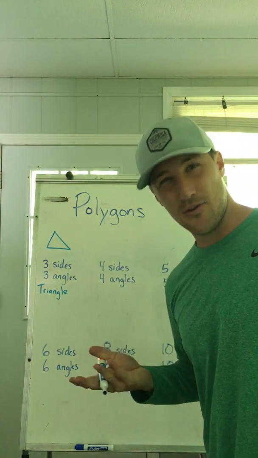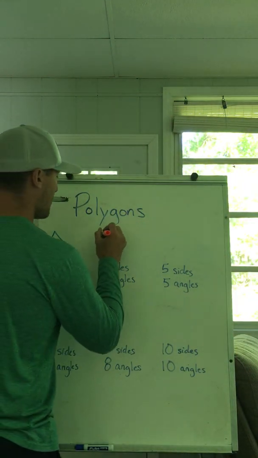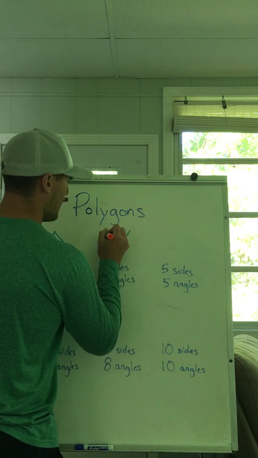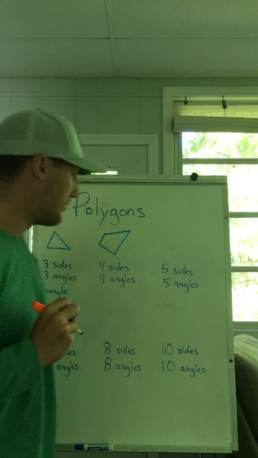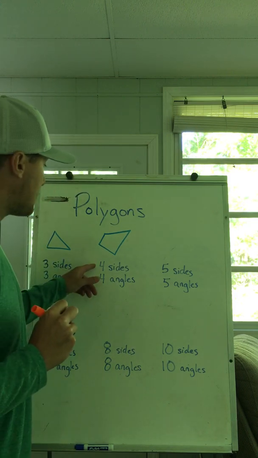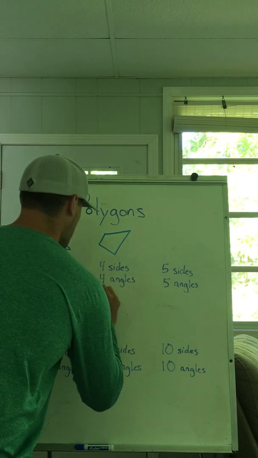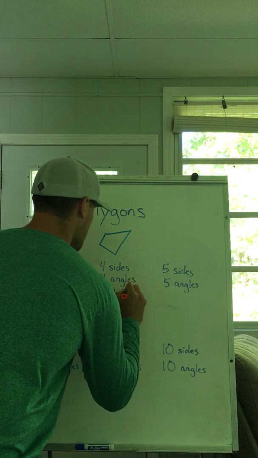I can think of a couple different shapes with 4 sides and 4 angles. So let's draw one that maybe doesn't look so familiar. 1, 2, 3, 4. Well, that doesn't look like anything I know. But because it has 4 sides and 4 angles, I'm going to call that a quadrilateral. Quadrilateral.